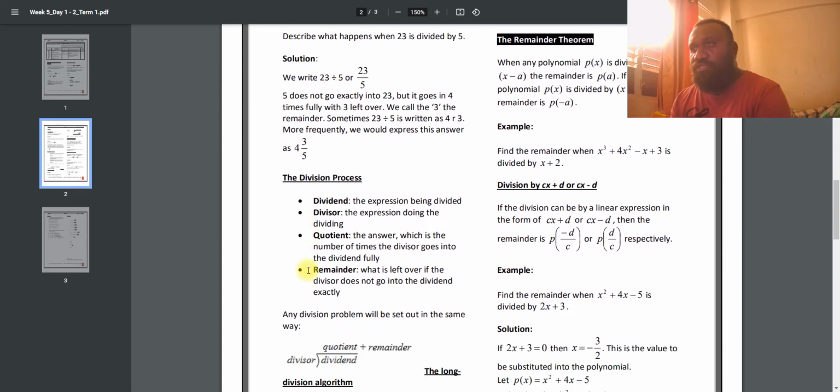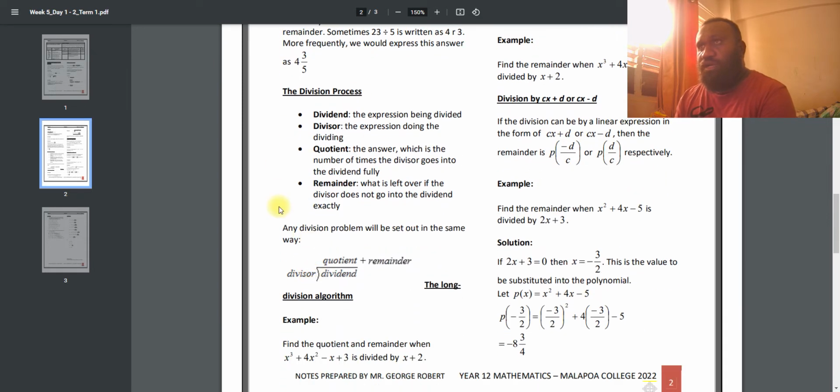Okay, so just to give you a meaning here on our division process, we have dividend, the expression being divided; divisor, the expression doing the dividing; quotient, the answer, which is the number of times the divisor goes into the dividend fully; and remainder, what is left over.